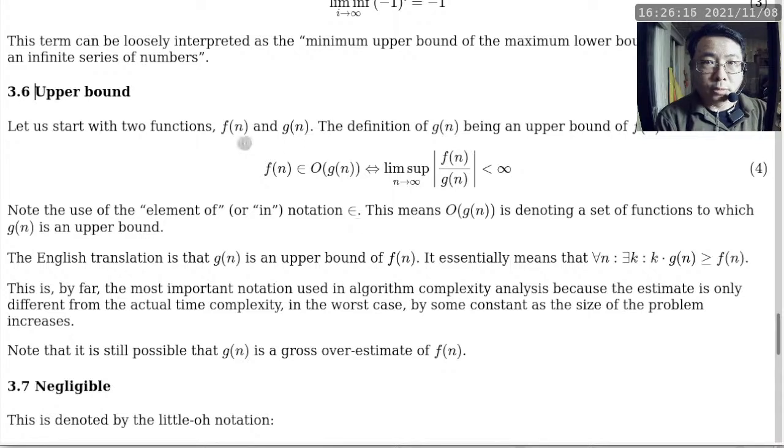So what we'll do today is to start with upper bound. It's a concept that we talked about last time, but it was about a week ago, and so it's probably a good idea to restart with that.